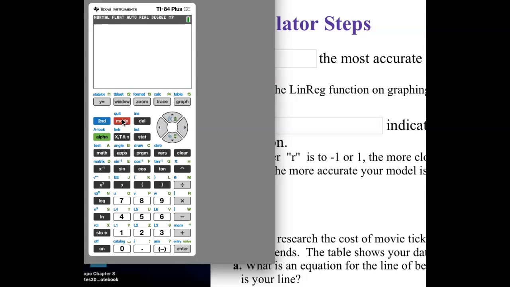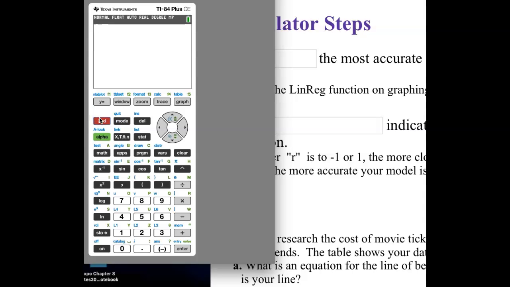Then I need to make sure that the diagnostics are turned on. If you ever have to clear your calculator for some kind of standardized test, okay, it will default back to the diagnostics being off. So you typically have to go back in and turn it back on again. Okay, so let's just check how we do that.